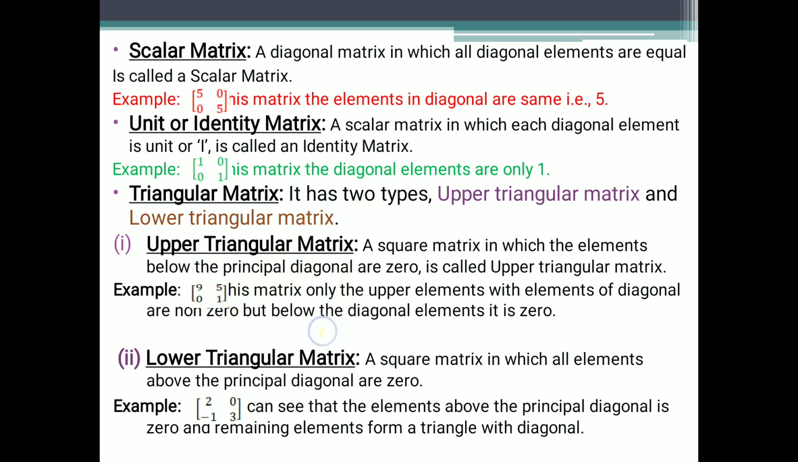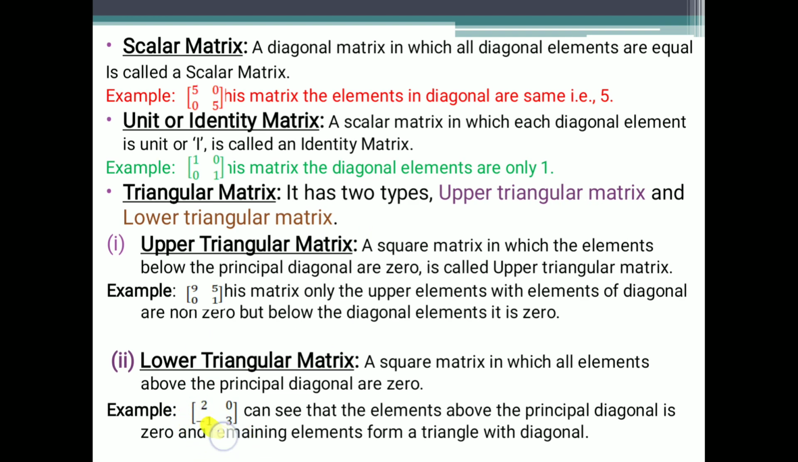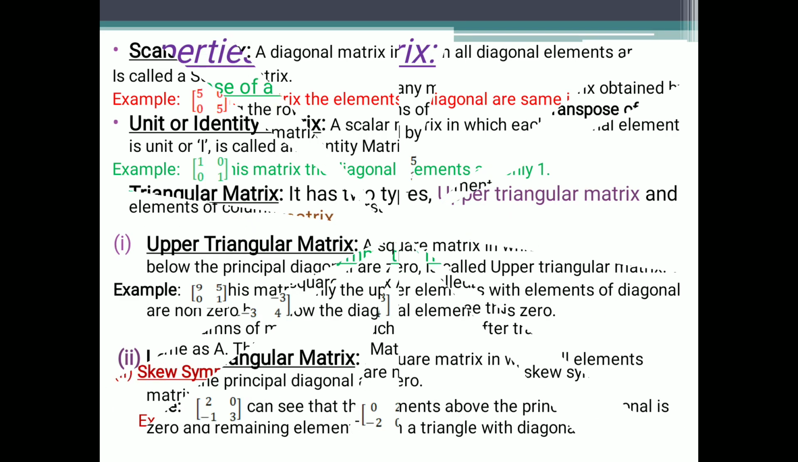And in the lower triangular matrix, the lower portion of the matrix, that is the elements in the lower section, will be non-zero and they will form a triangle, but the upper portion will be 0. Clear? So that is upper triangular and lower triangular matrix. Let's move on to next.